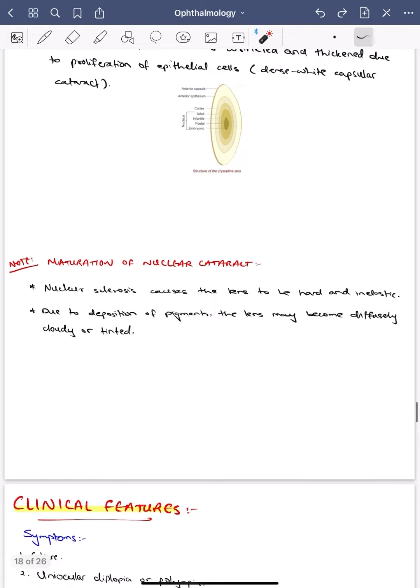Now, the maturation of nuclear cataract isn't important, but I've mentioned it for namesake. Here, the nuclear sclerosis, that is the hardening and stiffening of the nuclear fibers, continues until the lens is hard and inelastic. Due to deposition of pigments, the lens may become diffusely cloudy or tinted, and it may acquire red, brown, or black color. So this is the maturation of nuclear cataract. Basically, the sclerosis continues until the lens is hard and inelastic.